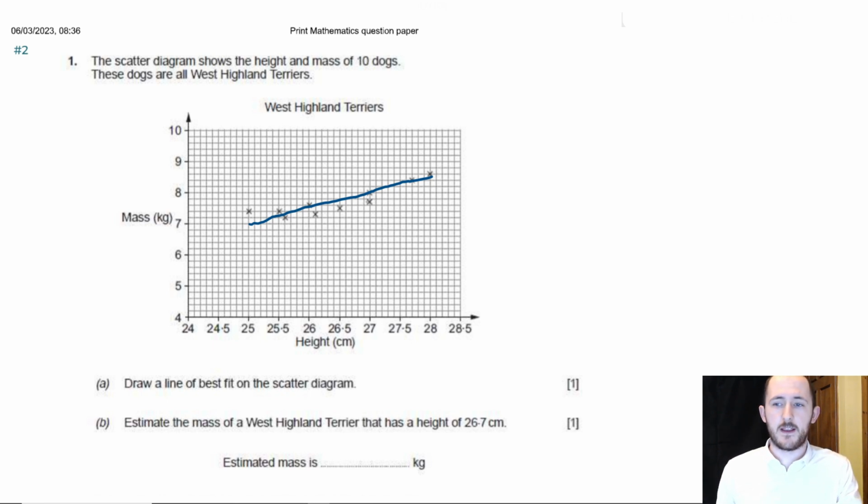So hopefully line of best fit is fairly okay. You have to draw them in science too. So it's probably a skill you've got a bit of practice with. And for part B, it says estimate the mass of a West Highland Terrier that has a height of 26.7. So what they're going to do is they're going to give you either a height or a mass, right?